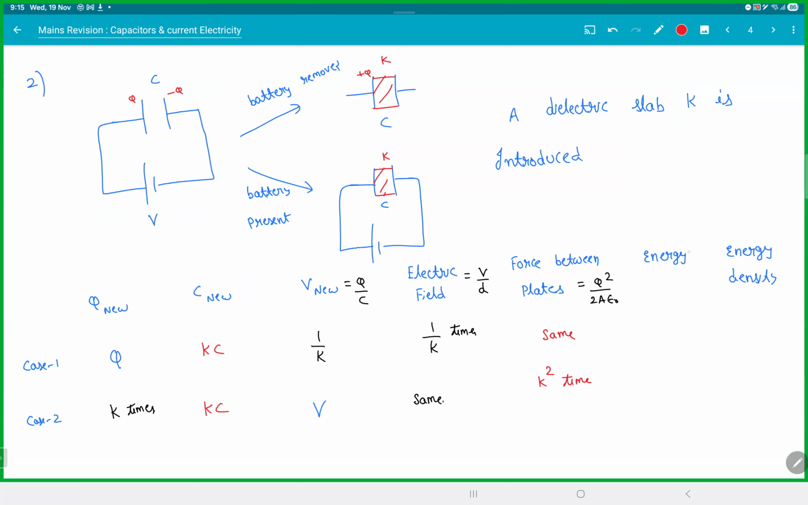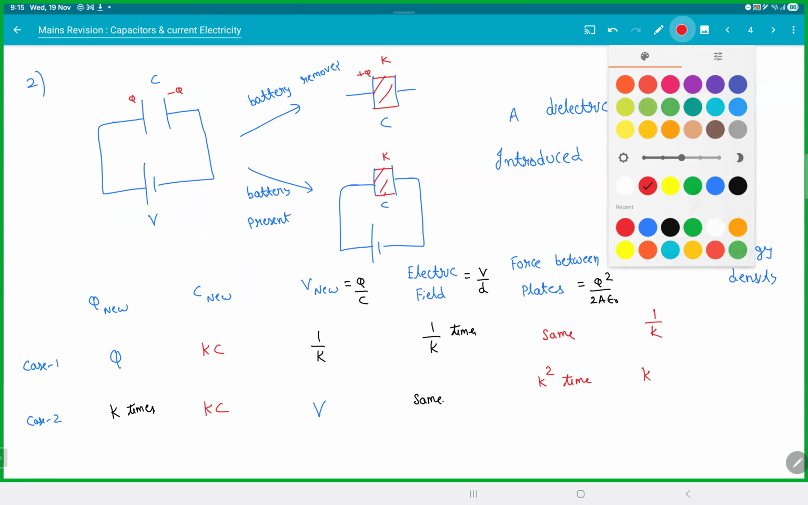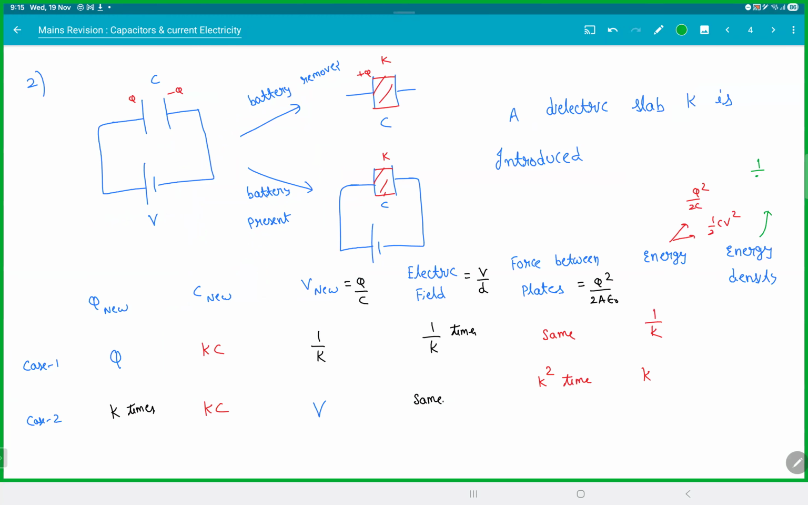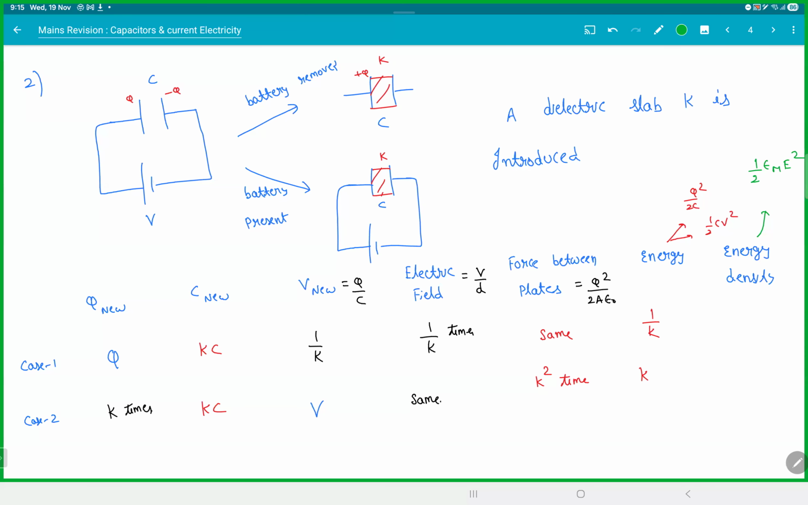What about the energy? I can use two formulas there. I can use either Q square by 2C or half CV square. If I use Q square by 2C, this becomes 1 by K times. Half CV square, this becomes K times. What is energy density? Now it will depend on half epsilon E square, because energy density is about the field in the region. So that will be half epsilon E square only. So here this will become K times, and the electric field has become 1 by K times, so 1 by K square times, so 1 by K. Here the field is the same, so this is K times.